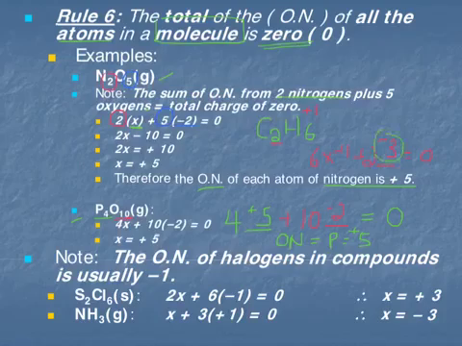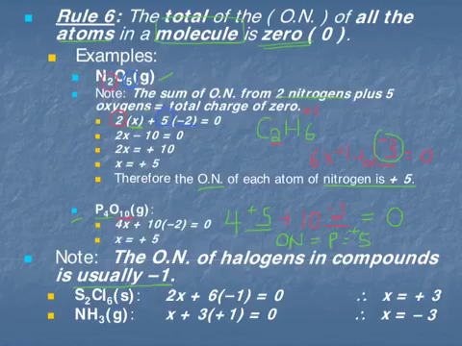And our last point on this slide here is that the oxidation number of halogens in compounds is usually, usually being the key word, minus 1. Previously we said fluorine in all compounds is minus 1. We can extend that rule to all halogens, but we have to keep in mind this is a rule that is usually true, not always true.